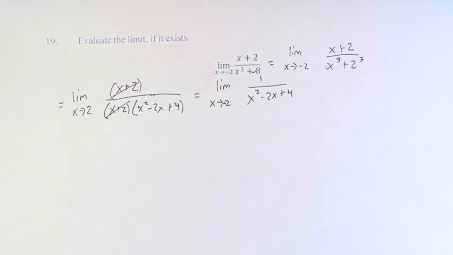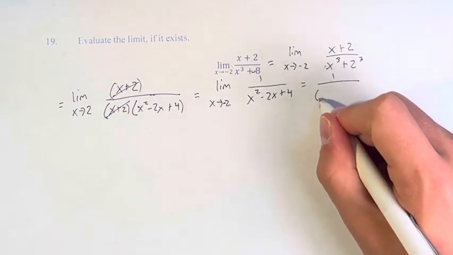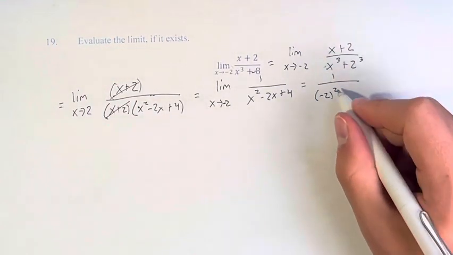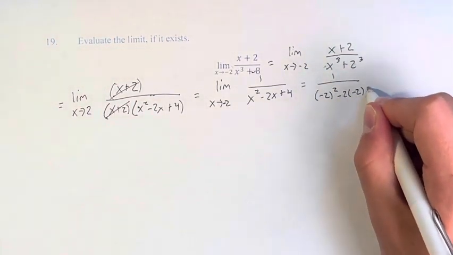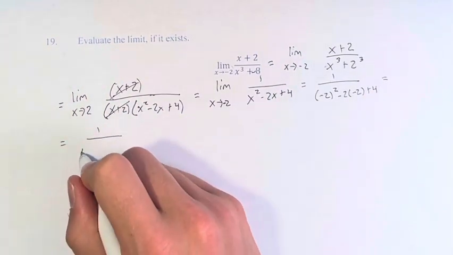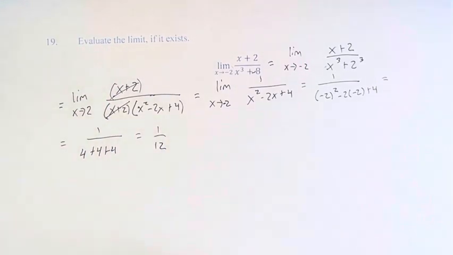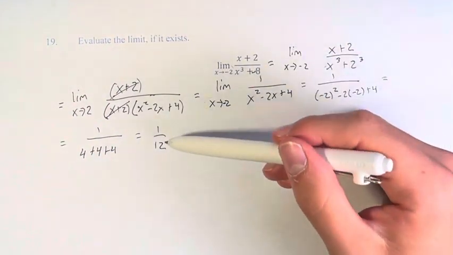And now what we can do is plug in -2 into our fraction. (-2)² - 2 times (-2) + 4. This gives us 1 over 4 + 4 + 4, which is 1 over 12. So the value of the limit is 1 over 12.